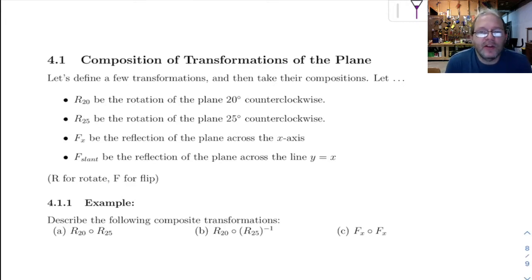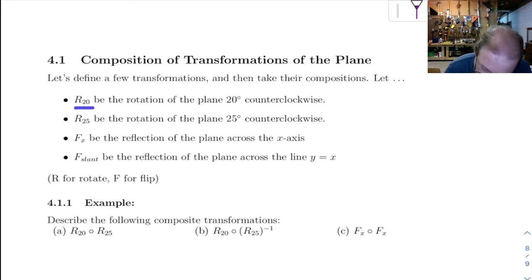Okay, this is where, in my opinion, this stuff starts getting interesting. We're going to look at composition of the transformations of the plane that we saw a couple of videos back. So before we do this, I want to define just 4 transformations that we can play with.